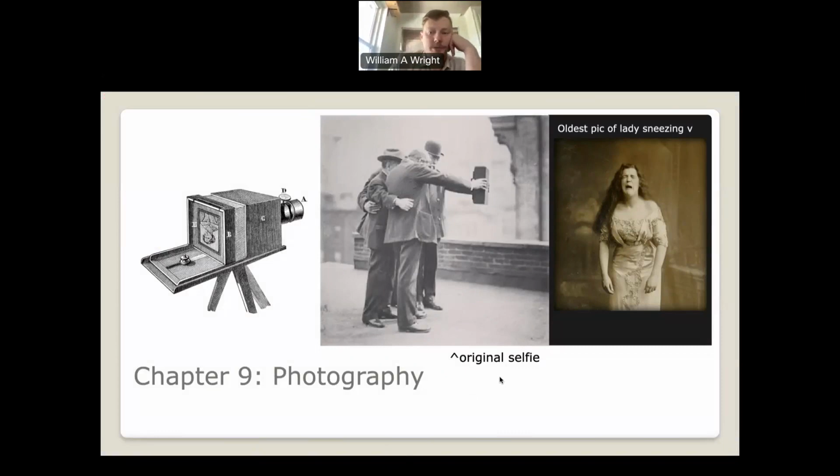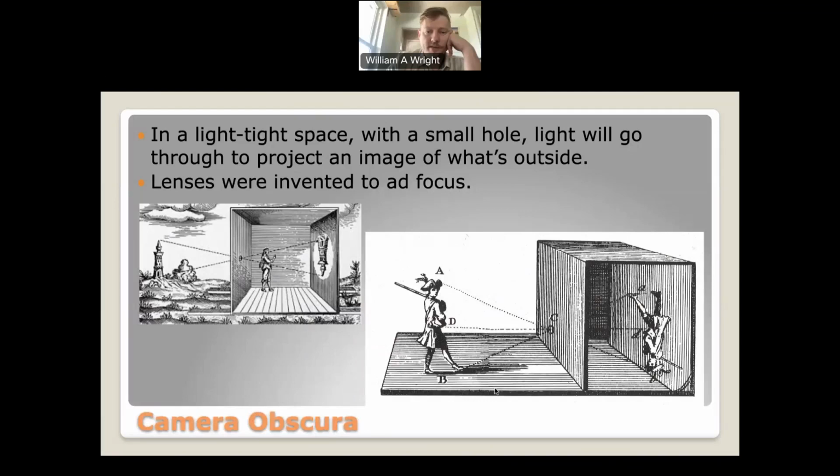I like to show these funny pictures of the original selfie and the oldest picture of a lady sneezing. Good laugh. Anyway, the original camera was developed as an artistic tool, a light phenomenon based tool called a camera obscura. It's essentially a light tight space. It can be a small box or a full-size room where the entire space is blocked off from light except for one small hole, which projects an image of what is outside of the room.